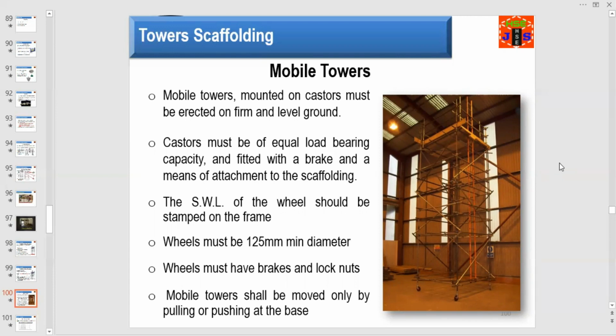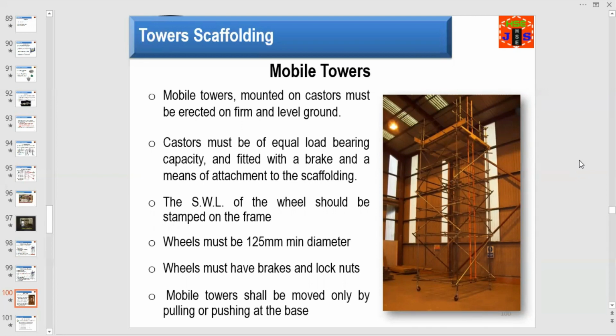After discussing freestanding towers, let us start discussing movable towers. Movable towers mounted on casters must be erected on firm and level ground. Casters must be of equal load bearing capacity and fitted with a brake and a means of attachment to the scaffolding. The SWL, safe working load of the wheel, should be stamped on the frame.